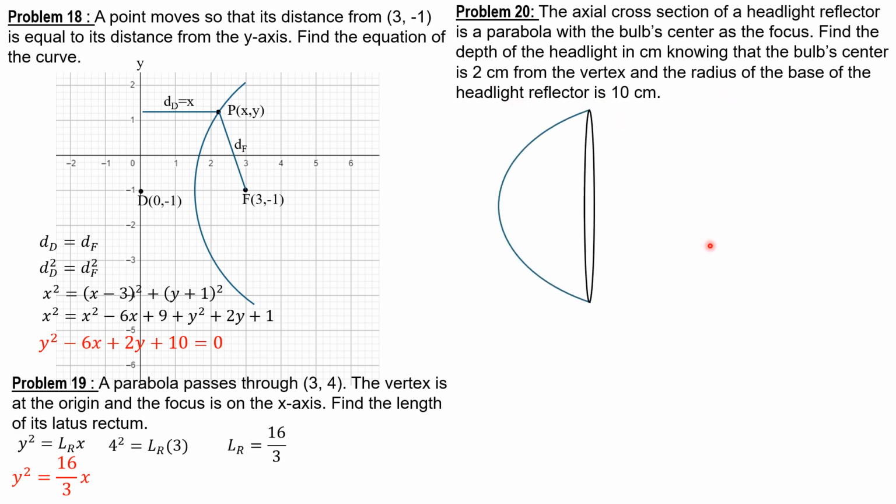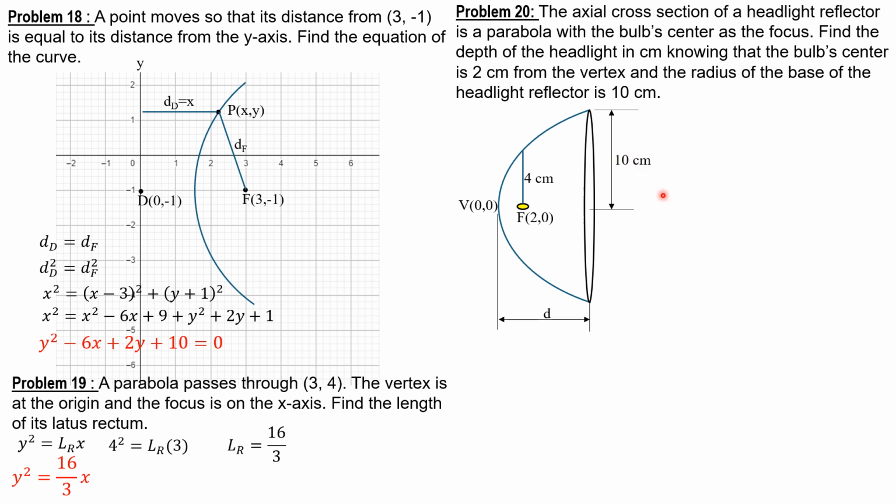And the radius of the base of the headlight reflector is 10. So drawing the headlight reflector, we have the focus, which is the bulb center, 2, 0. The vertex is 0, 0. So that means this is 2 cm between vertex and focus. Focus to one end of latus rectum is 4, where 4 is 2 times 2. And the radius at the base is 10. We are looking for this depth of the headlight reflector.